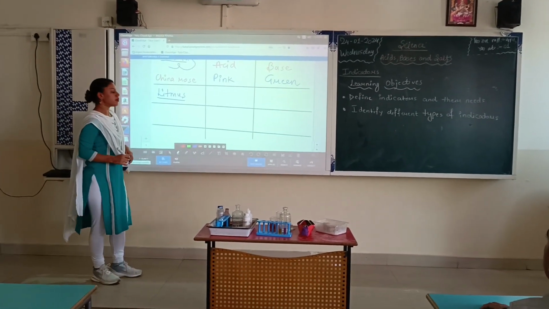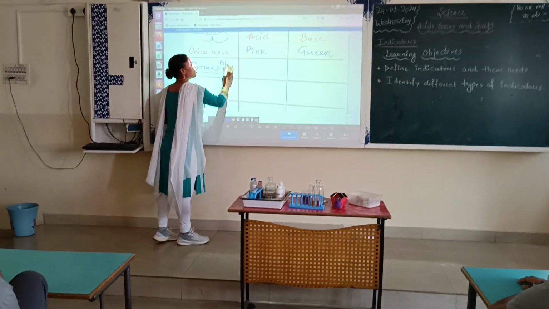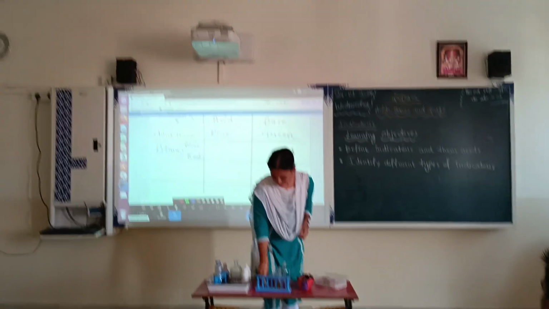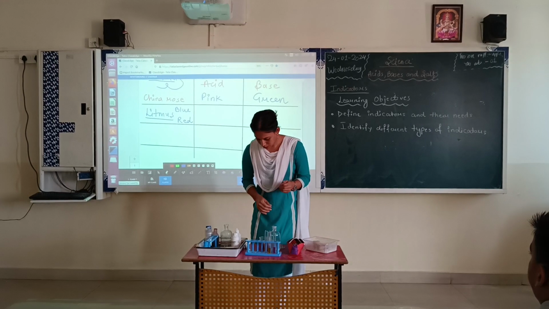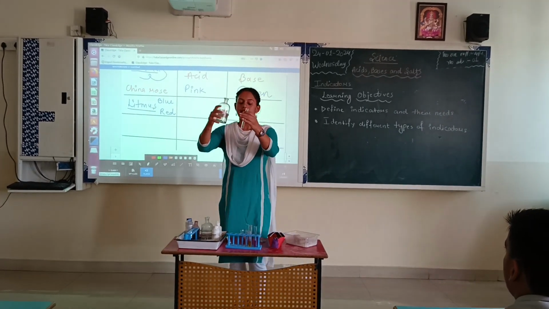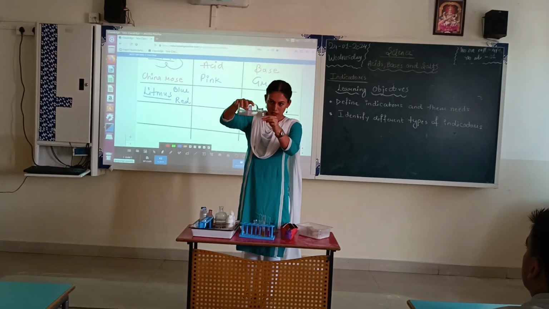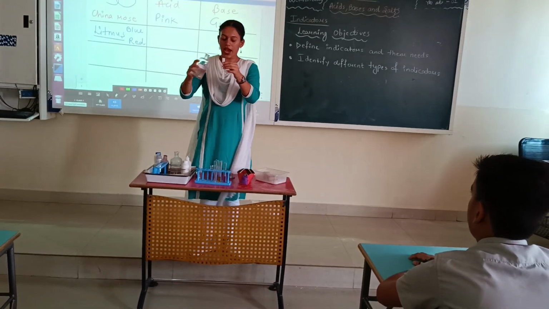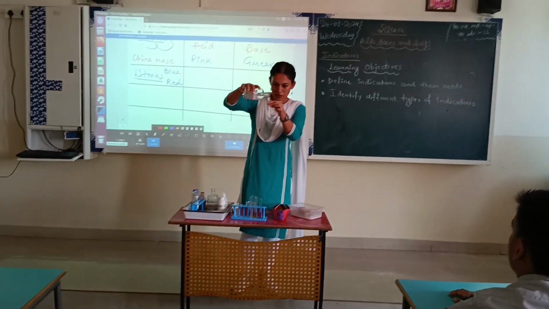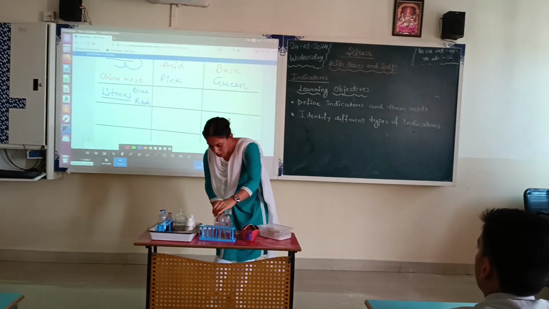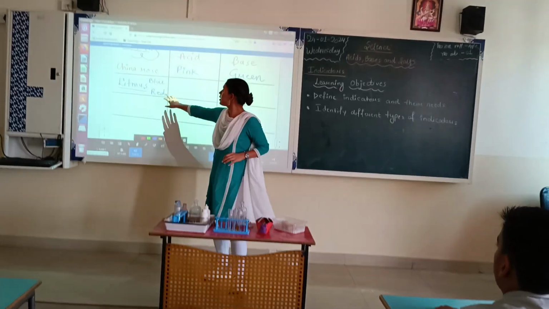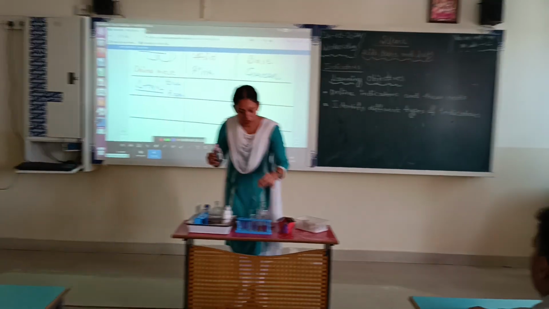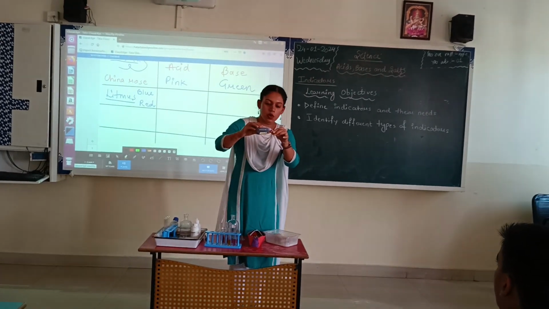Litmus. We will talk about two litmus. One is blue. Another one is red. Let's see both litmus. In one of the test tubes, I am adding acid. In another test tube, I will add a base. Now, since I have written two types of litmus are there, blue and red, I will start with red litmus solution. Acid, red litmus, and let's see what happens.